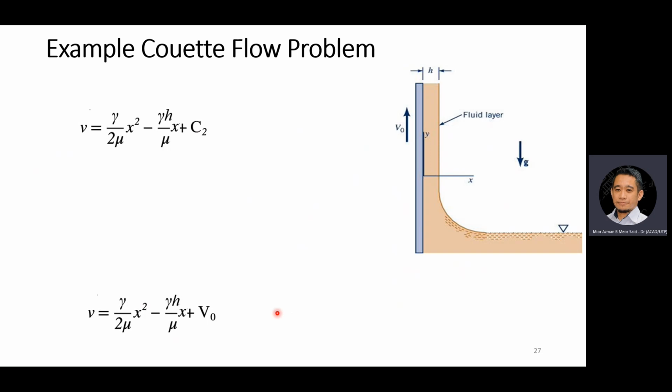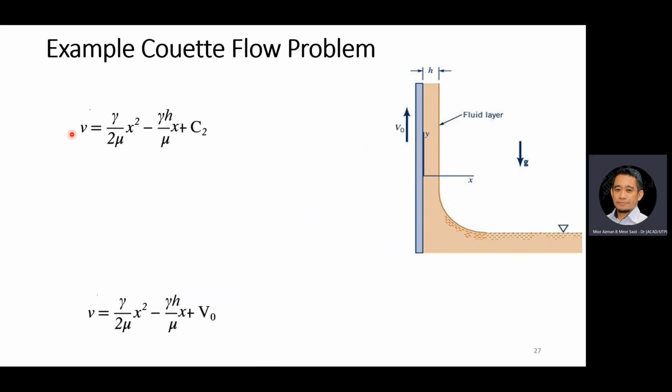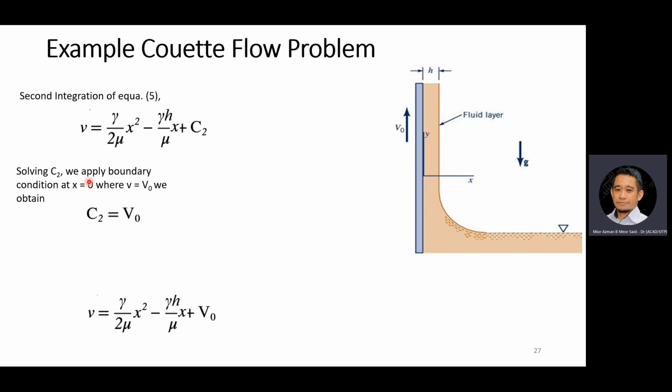So once we know C1, now we're going to solve for C2. We integrate this further, putting the C1 into this equation. Now for the second integration, we have v equal to this expression, and we solve for C2. Solving for C2, we have to apply another boundary condition. We look at x equal to 0, where v equals v naught. So C2 equals v naught.